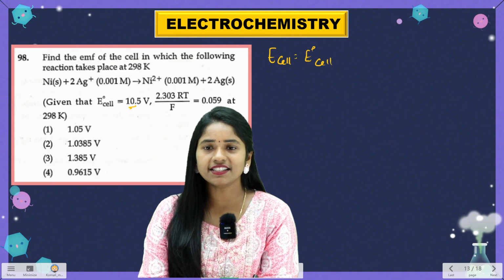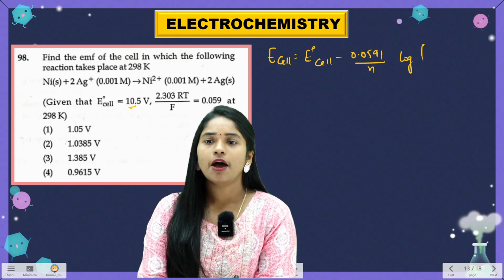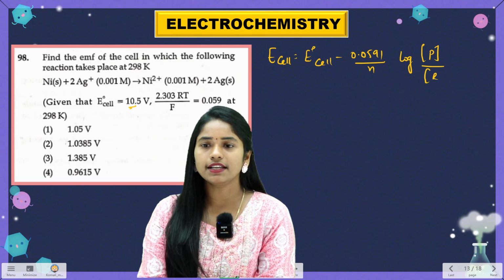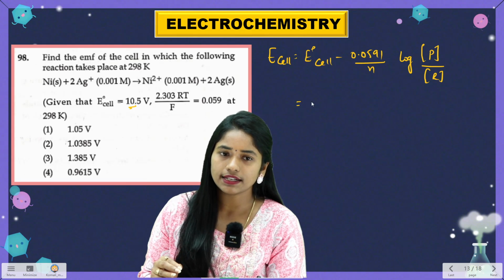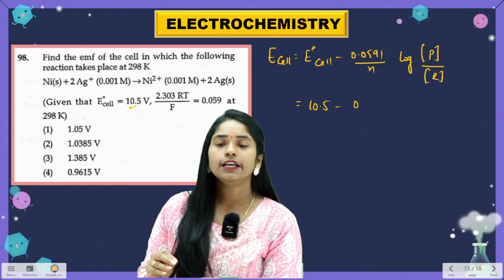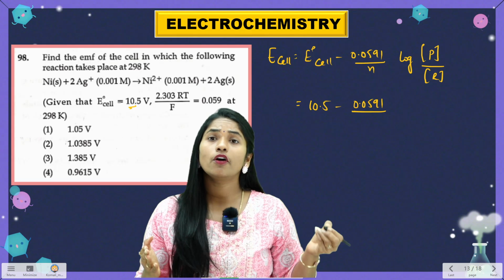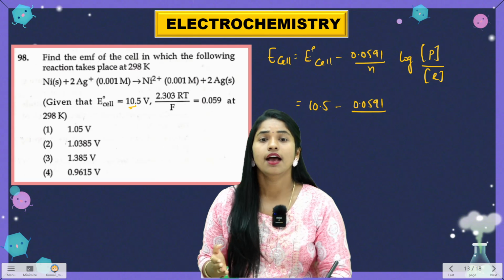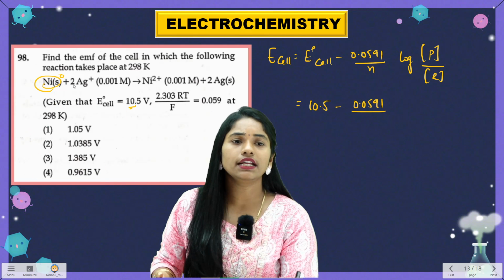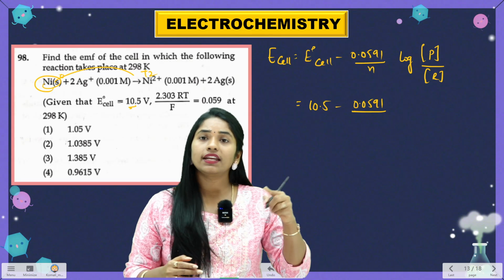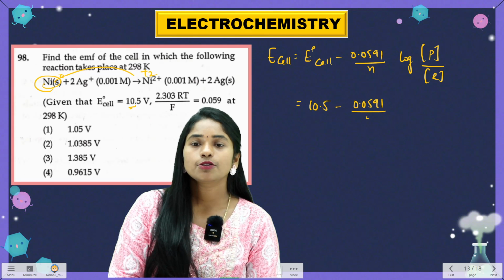E cell is equal to, what is the formula, students? E0 cell minus 0.0591 by N log of products divided by reactants is the formula. Now what is the E0 cell value given? Let us take it as 10.5 minus 0.0591 by N. What is the N value? N is the number of electrons transferred during the reaction. For example, nickel is there, here its oxidation state is 0, but in the product its oxidation state is +2. So what is the change in number of electrons? 2 is the change in number of electrons. So the N value is 2.